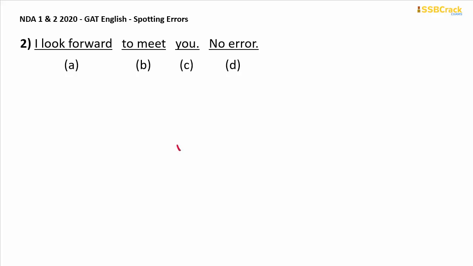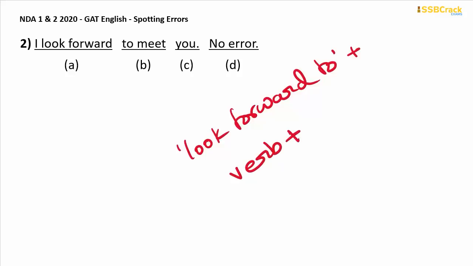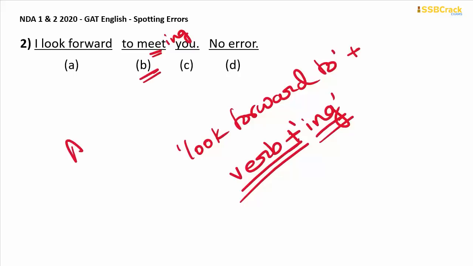Whenever you are using look forward to, and this is a very formal way of saying to someone that you are waiting for something, the term look forward to is always followed by the verb plus ing. That means the verb will not be used on its own. It should be in a continuous form. In other words, ing should be added to the verb. Here the verb is meet, and this is incorrect. It should be, I look forward to meeting you. Therefore, the error is in part B of the sentence here. Your answer is therefore option B.